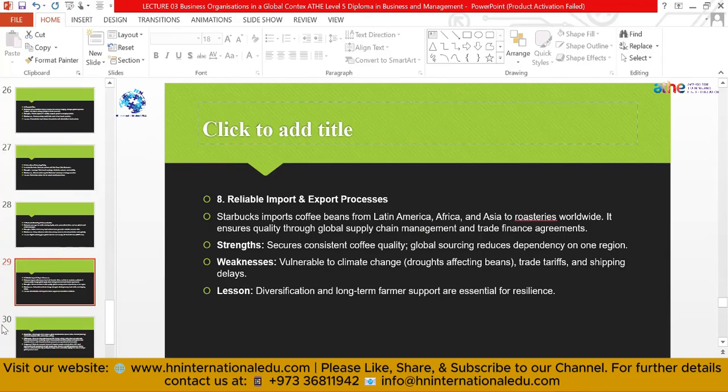Reliable import and export process. Starbucks imports coffee beans from Latin America, Africa, and Asia to roasteries worldwide. It ensures quality through global supply chain management and trade finance agreements. Strength: secures consistent coffee quality. Global sourcing reduces dependency on one region, because you're importing from different parts of the world. Weaknesses: vulnerable to climate change, that is droughts affecting the beans, trade tariffs, and shipping delays. It depends on the country.